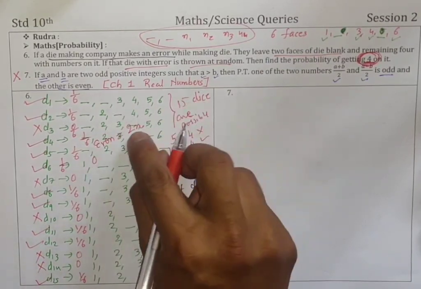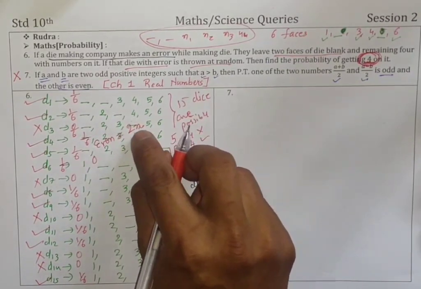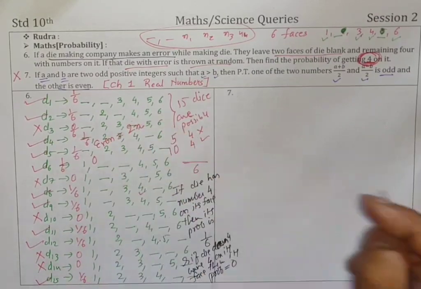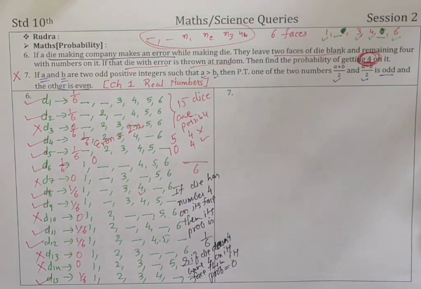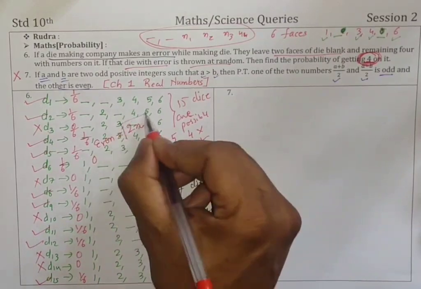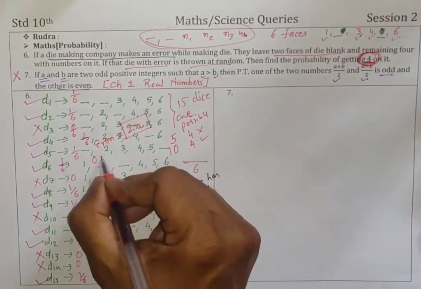Take n equal to 1. So 2 ones are 2, 2 twos are 4, 3 twos are 6. So 2, 4, 6, 8, 10. That is what you are getting, and they are even numbers. So even number is represented as 2n.